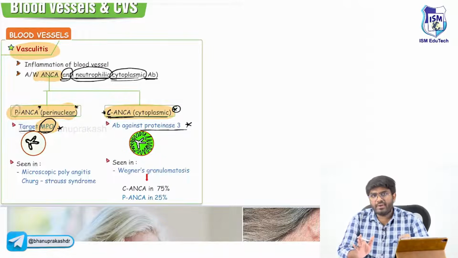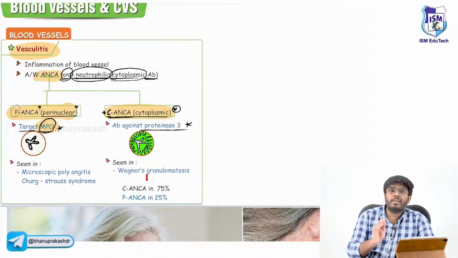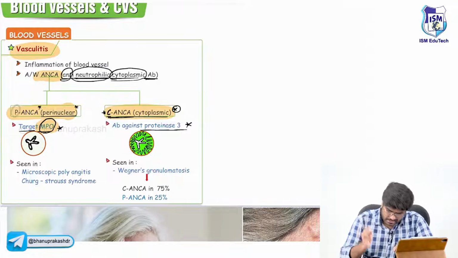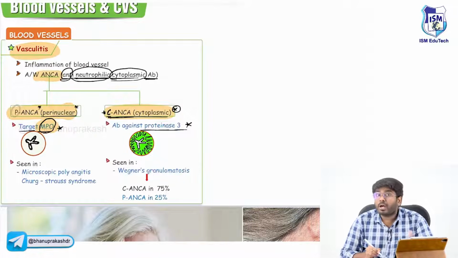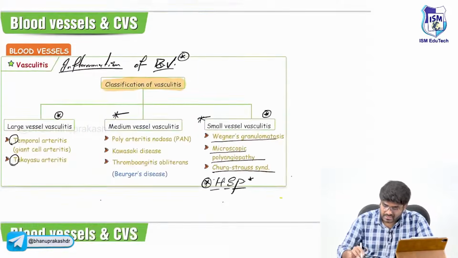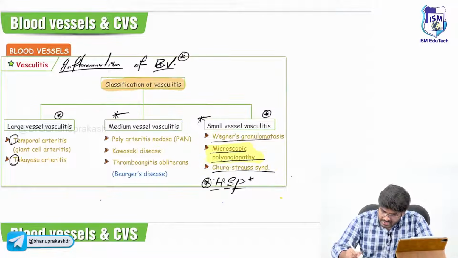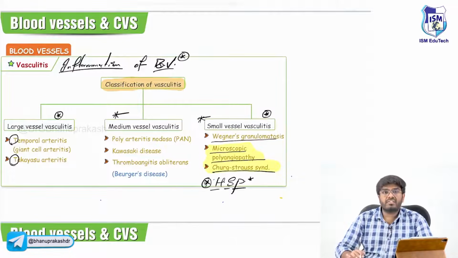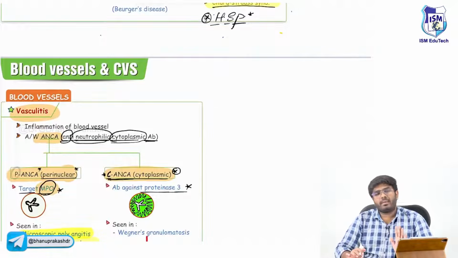Where are these seen? See, this P ANCA is seen in many conditions, especially in the small vessel vasculitis: microscopic polyangiitis, Churg-Strauss syndrome. We have discussed microscopic polyangiitis and Churg-Strauss syndrome. In the small vessel vasculitis, there is presence of P ANCA.